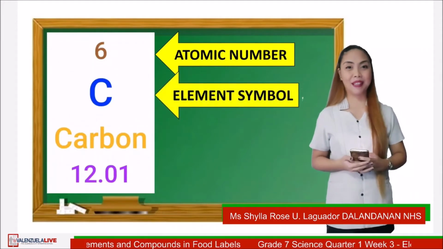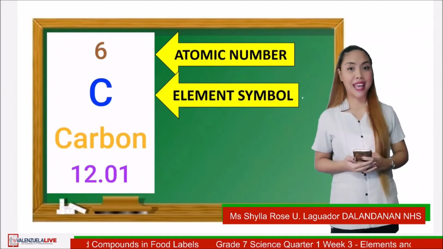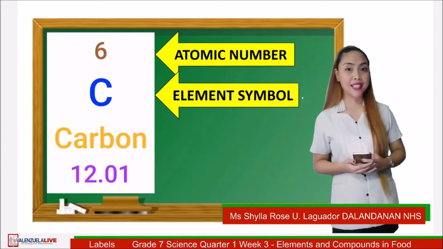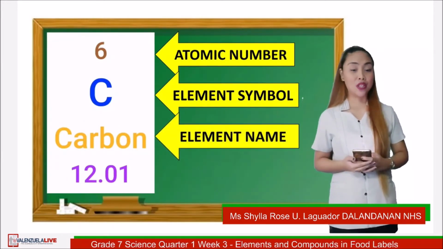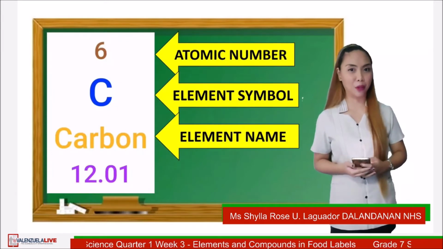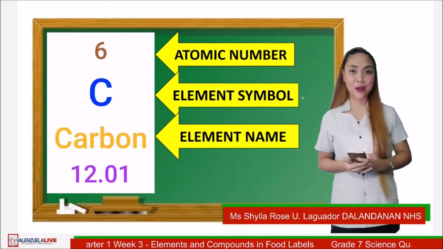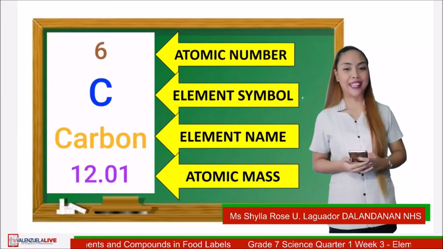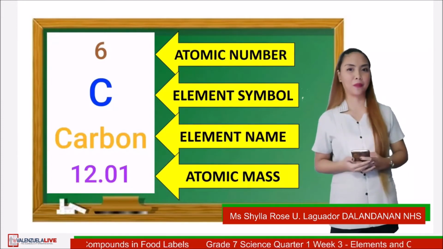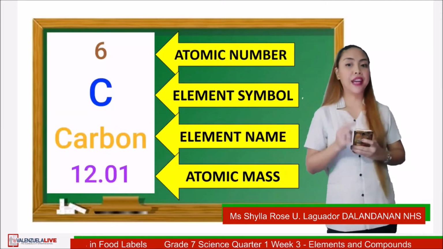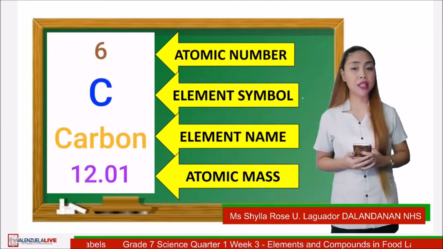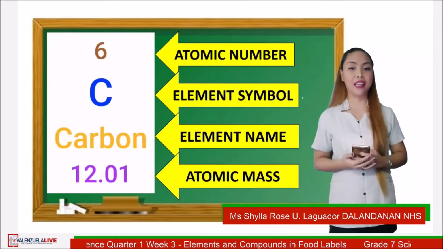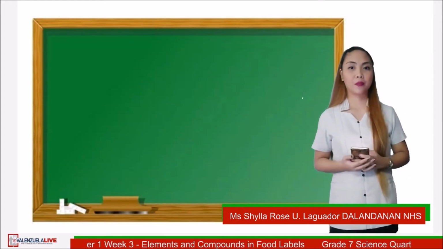Next is the element symbol, which is an abbreviation used to represent an element. Next is the element name, which is the term that may indicate their element group. And lastly is the atomic mass, which is the quantity of matter contained in an atom of an element. Now, just to reiterate, there are no compounds in the periodic table. Everything that you will see and observe on it are all elements.